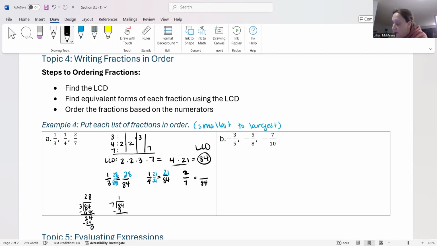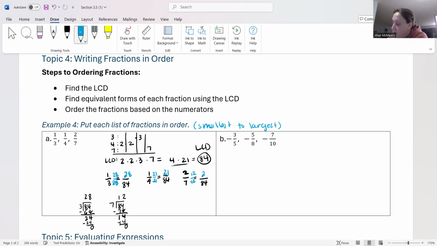1 times 7 is 7. We subtract and we get a 1. We drop down the 4. 7 goes into 14 twice. 2 times 7 is 14, so you get your zero remainder. So that tells me I'd have to multiply 7 by 12 to get 84. So we want to multiply top and bottom by 12.